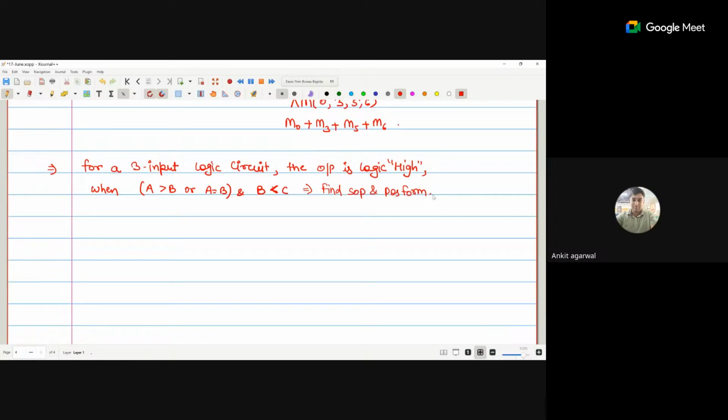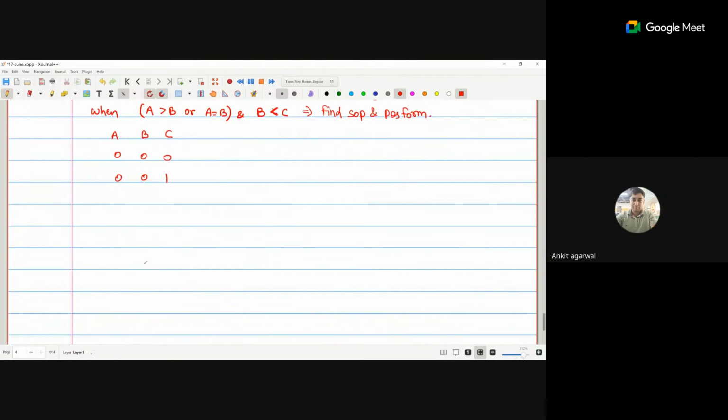So for SOP, first of all, we have to draw the truth table. So A, B, C: 0 0 0, 0 0 1, 0 1 0, 0 1 1, 1 0 0, 1 0 1, 1 1 0, and 1 1 1. Okay, so the condition is that output Y is 1 when either A is greater than B or A is equal to B. Okay, so this is the first condition.